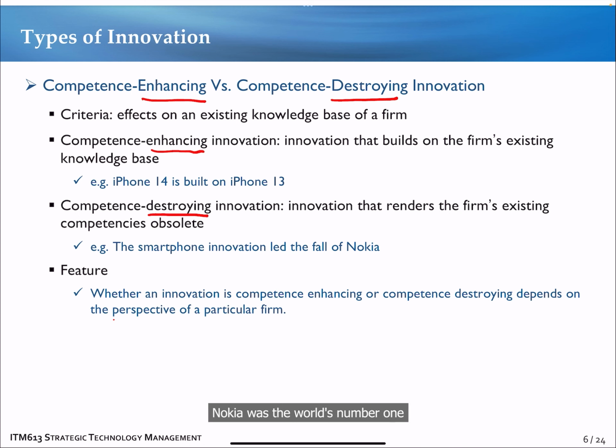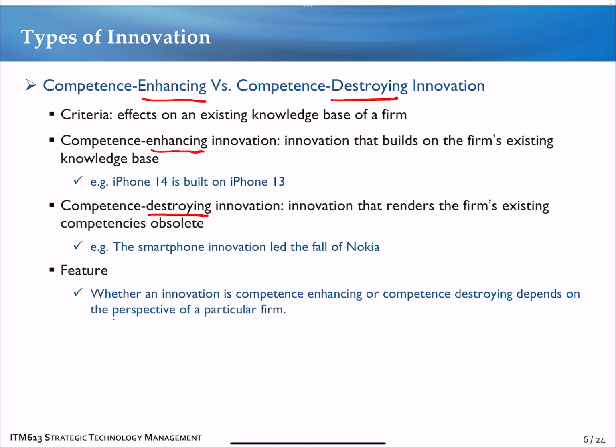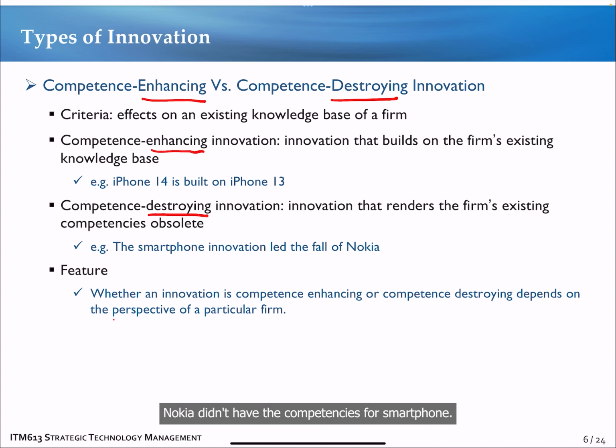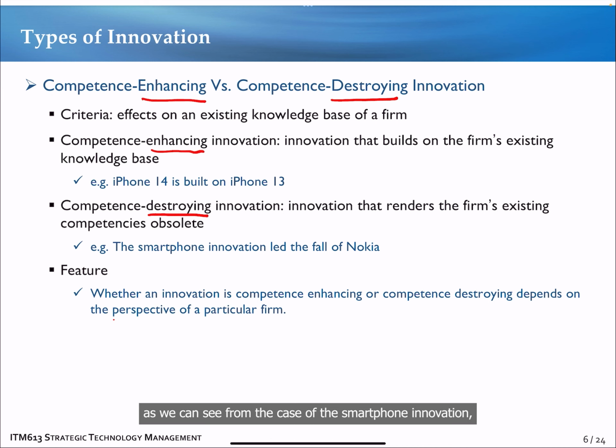Nokia was the world's #1 cell phone manufacturer, but the emergence of smartphone had wholly changed the market. Nokia didn't have competencies for smartphone. It failed and was acquired by Microsoft, so the smartphone innovation is a competence-destroying innovation for Nokia.